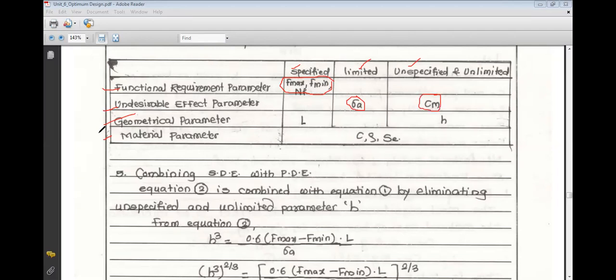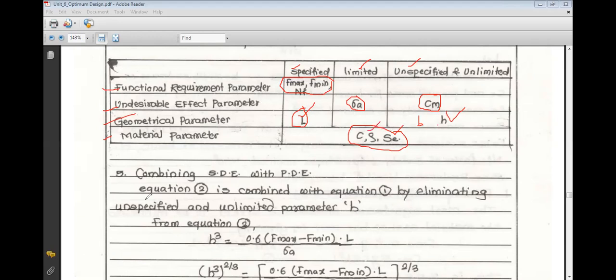Now the geometrical parameters are length and h. There is another geometrical parameter b, which is not mentioned here because b is in terms of h. So b is nothing but 5h. So there are only two geometrical parameters: length is specified, and h is unspecified, unlimited. And there are material parameters, that is the cost of material per unit weight, density rho, and endurance strength. So this is the classification of material parameters.